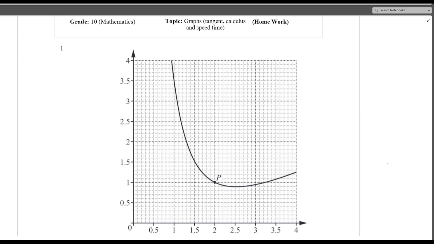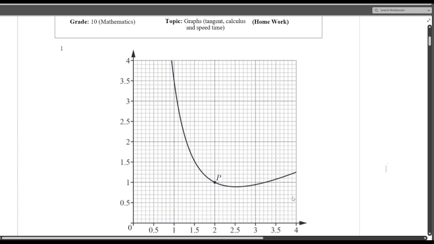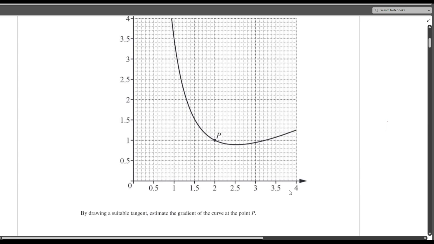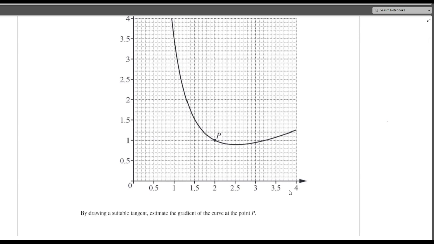Hello everyone. Today we will see one more worksheet related with graphs. Now let us see the first question. By drawing a suitable tangent, estimate the gradient of the curve at the point P.